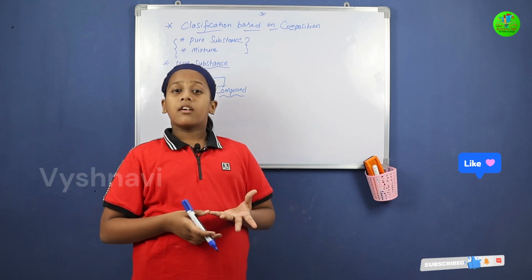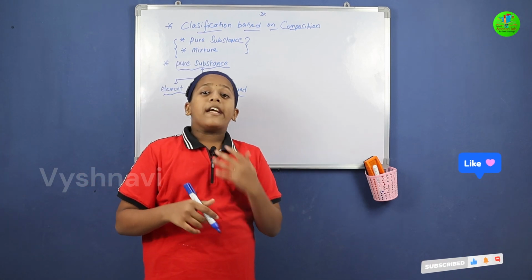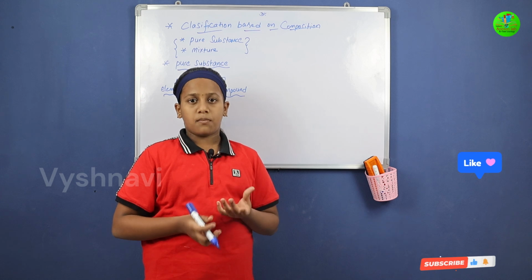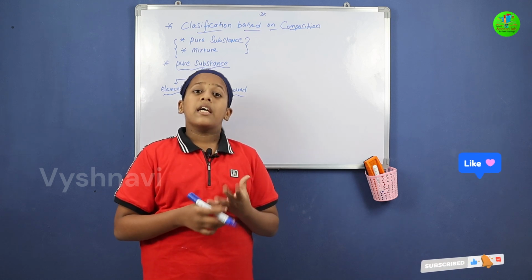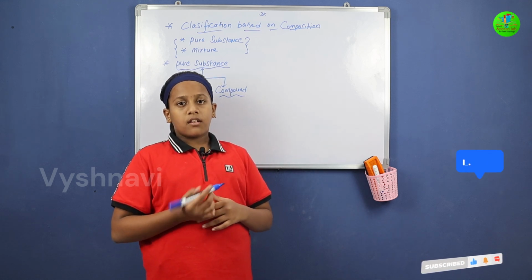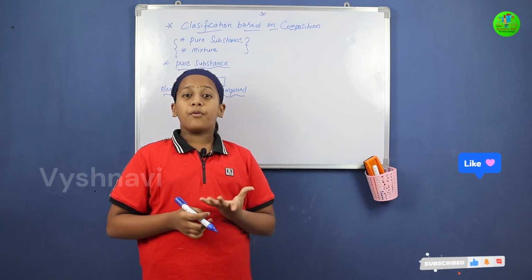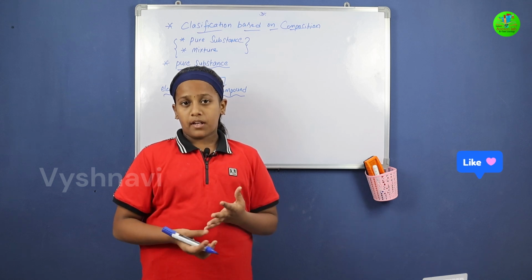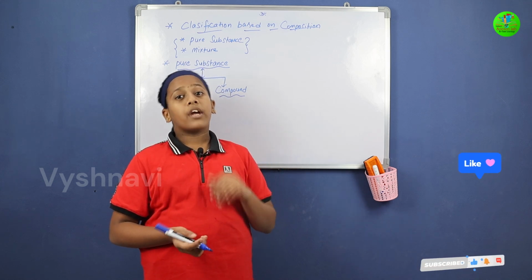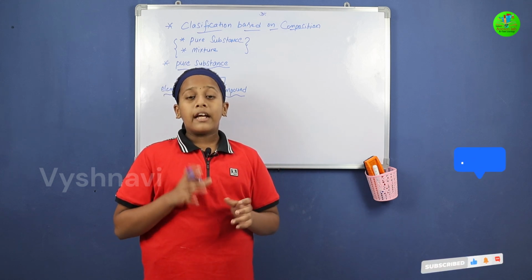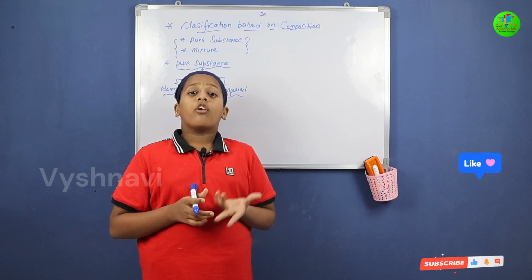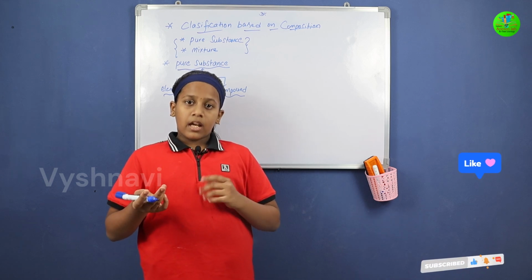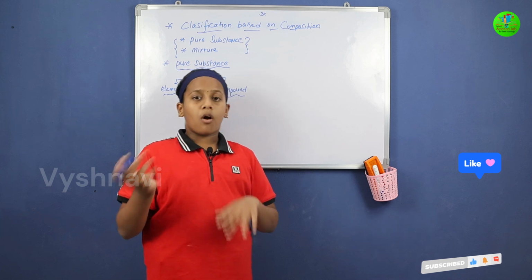What is an element? Element means the combination of tiny particles, means atoms. The combination of atoms is called an element. One atom is the pure substance, but many atoms make an element. But what is a compound? The combination of elements only is called a compound. Don't confuse: the combination of atoms is an element and the combination of elements is a compound.